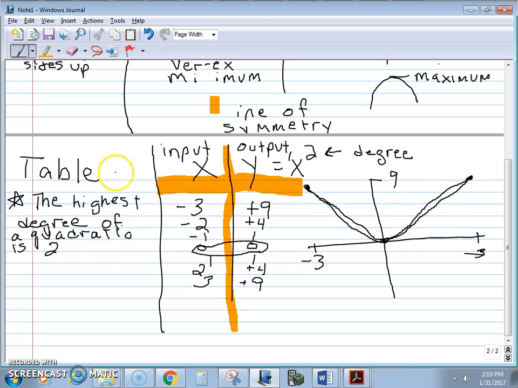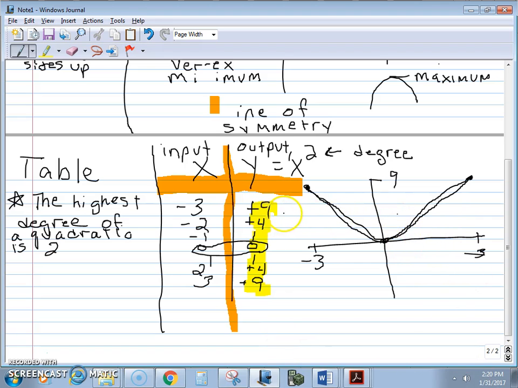You can tell usually from a table because it'll start high, get smaller, and then start getting bigger again. And do you notice these numbers match up? 1 and 1 and 4 and 4 and 9 and 9. That's what makes it symmetrical. Okay. I felt like there's one other thing I wanted to tackle over here.